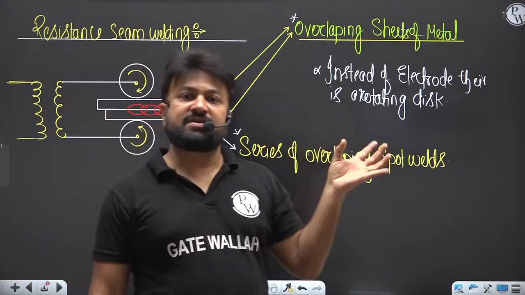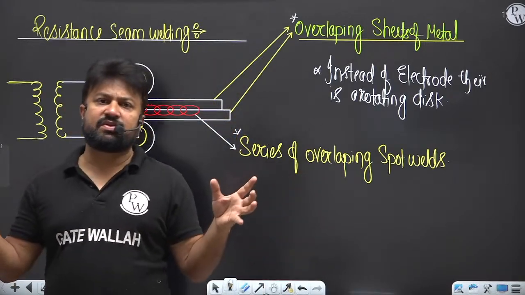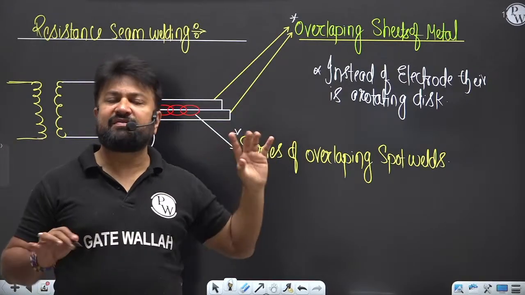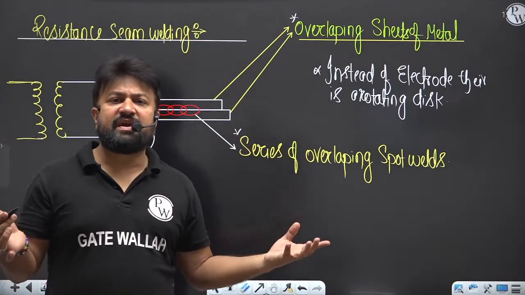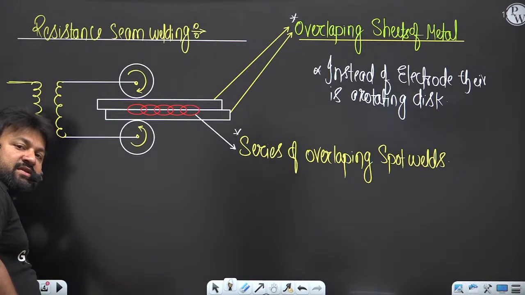In the other process, a continuous seam is produced by passing a continuous current through the rotating electrode. Here the speed of the electrode is 1.5 meters per minute for a thin sheet.